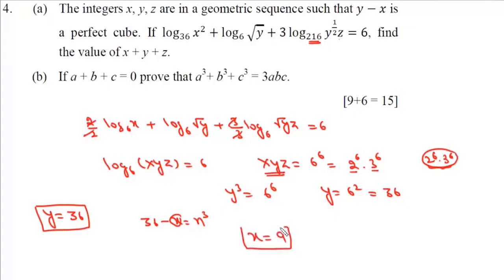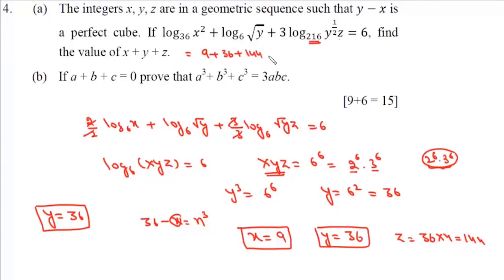So the value of x here is 9, the value of y is 36, and since it is a GP with common ratio 4, the value of z will be 36 into 4, which is 144. Now we need to find the value of x plus y plus z. So it will be 9 plus 36 plus 144, and it will be 189. And that is the answer to this question.